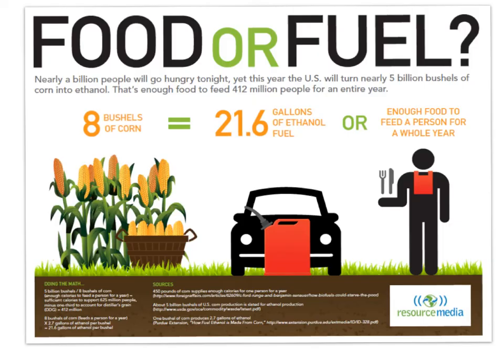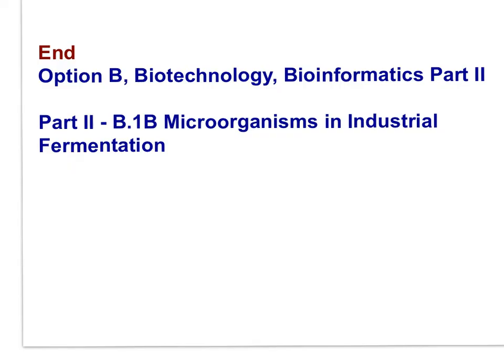One question remains: will we use our farming system to grow food or renewable energy for our cars? 8 bushels of corn is 22 gallons of ethanol, or enough food to feed a person for a whole year. And that brings us to the end of Option B, Biotechnology, Bioinformatics, Part 2. We have had a focus on microorganisms and industrial fermentation in this movie.